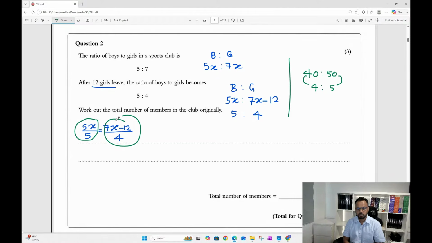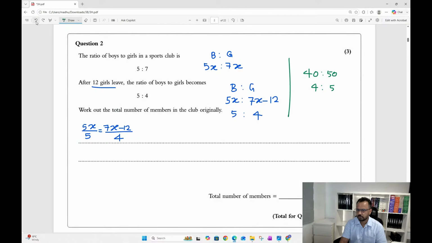Thumbs up if you get it now. 40 divided by 4 is 10. 50 divided by 5 is also 10. So 40 over 4 is the same as 50 over 5. Like that, these two should be the same, isn't it? Right.